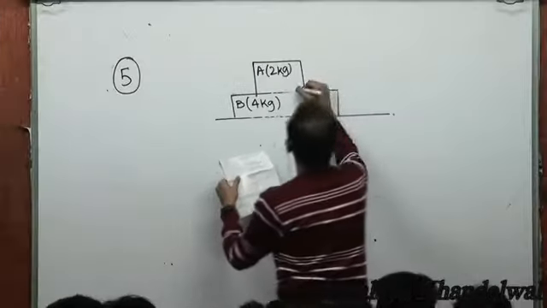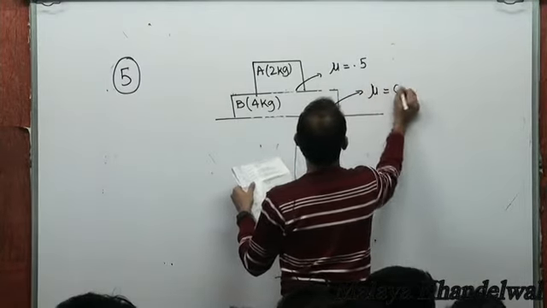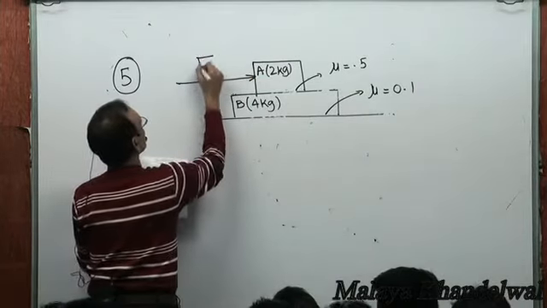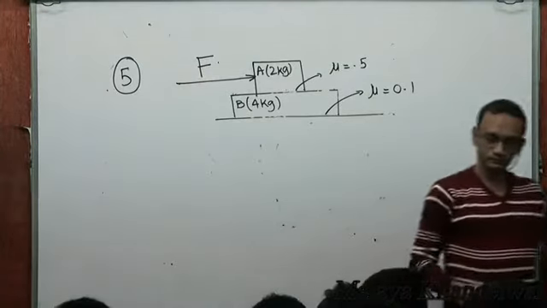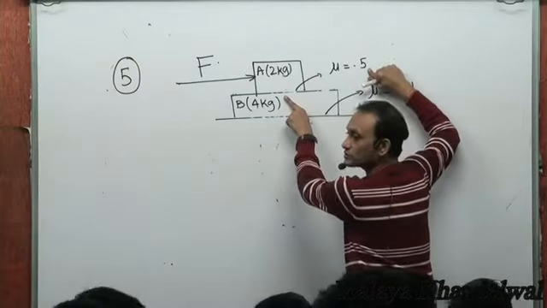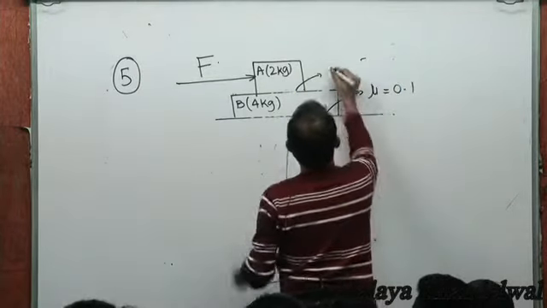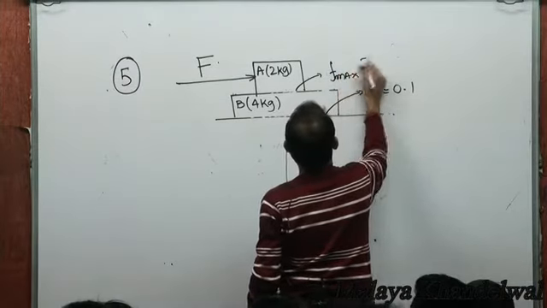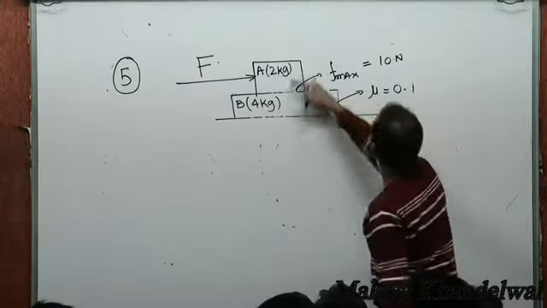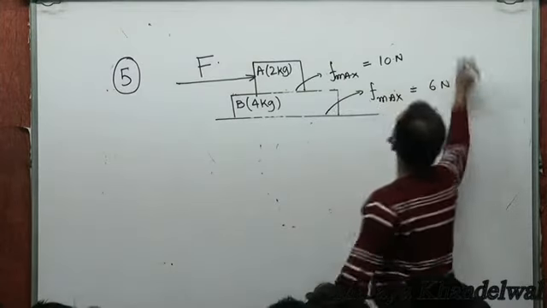Mu between A and B is given to be 0.5 and mu between B and the ground is given to be 0.1, and a force F is applied on the upper block. Let's analyze this system. Now 20 into 0.5, 10 newtons. Maximum static friction between A and B is 10 newtons. 60 into 0.1, 6 newtons. Maximum static friction between B and the ground is 6 newtons, right?